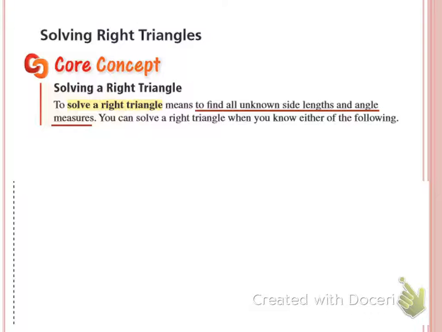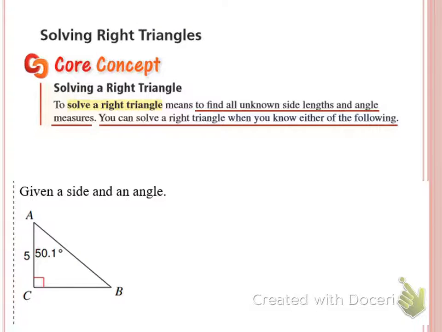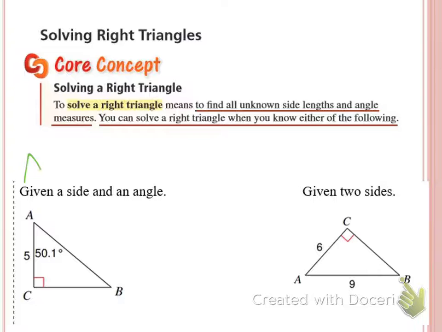And you're able to do that with either one of these situations. They're both on your paper. Given a side and an angle, and then also given two sides. So we already know how to do this one. We just did it, with different numbers. To find our angle, you either add these and subtract from 180, or just subtract 50.1 from 90. Either way, you know how to find angle B.